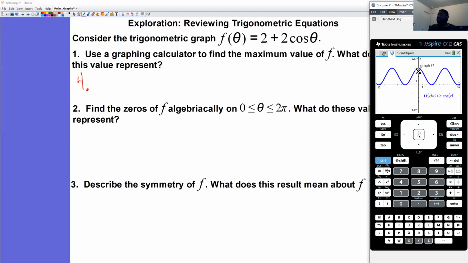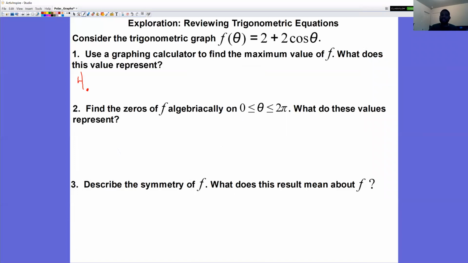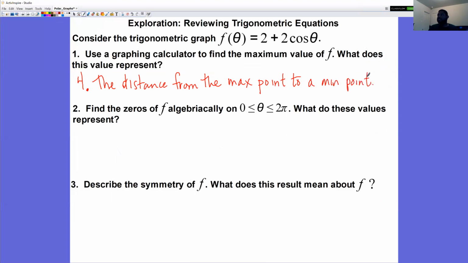As you can see here, it's the distance from a minimum point to a maximum point, okay? The distance from the minimum point to a maximum point. That is what the value represents. So it's the distance from the max point to a min point. Okay? I'm boxing the word distance because that has some significance within this lesson.